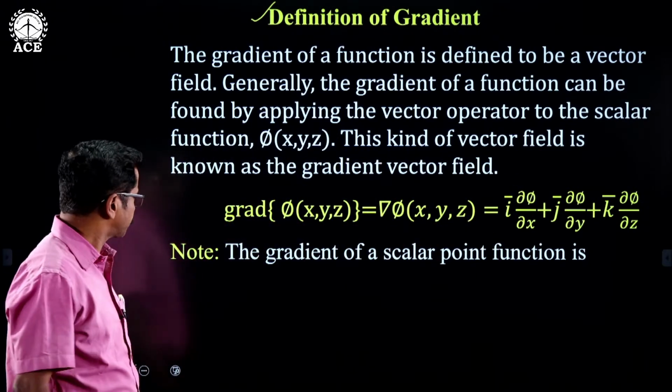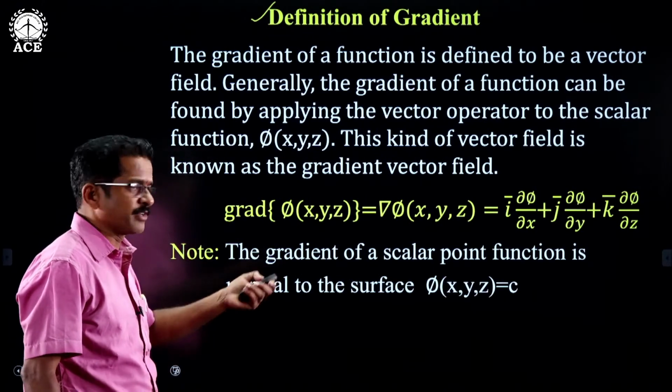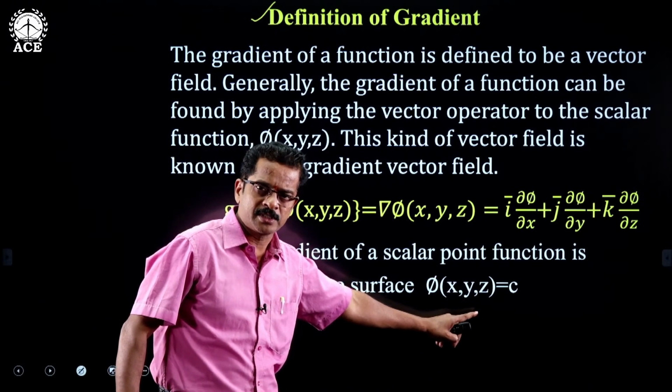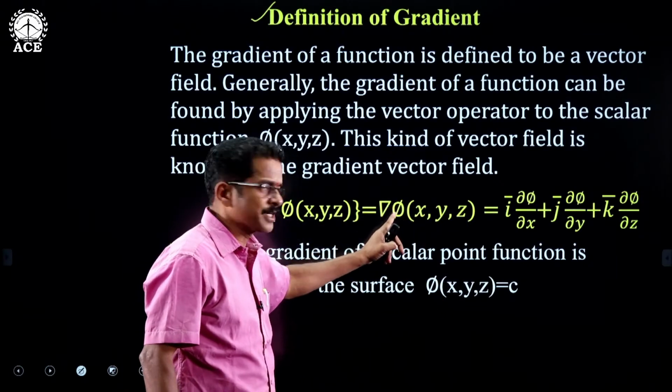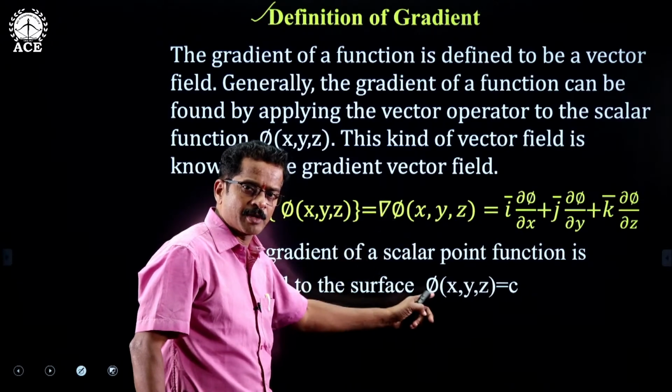Note here, the gradient of a scalar point function is normal to the surface. This is a surface in a 3D space, a surface function. If I apply the gradient to it, that vector function becomes normal to the surface.